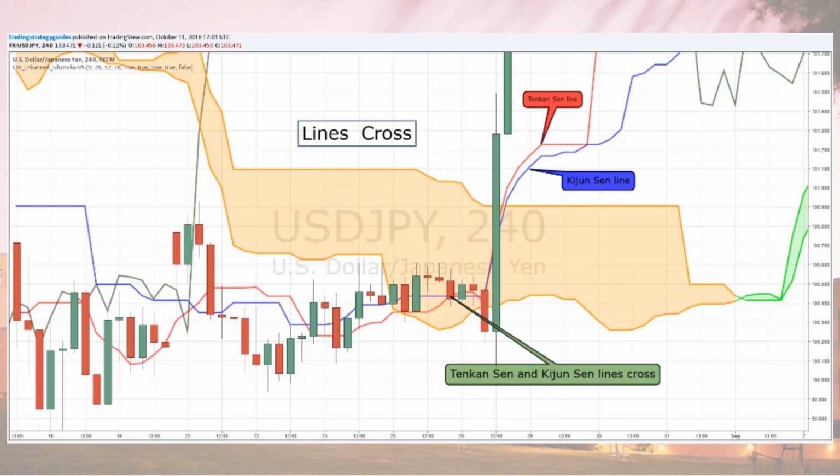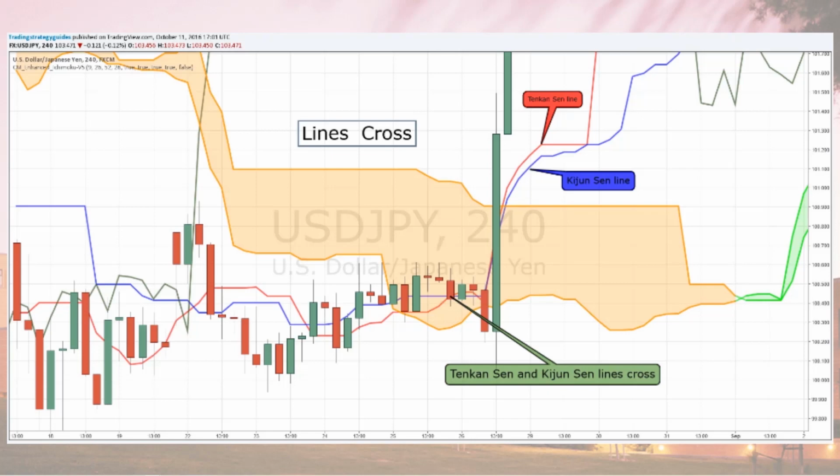This was used on a 4-hour chart, which is the best time frame to use because it gives you a good overall picture of how the last few days have been trending. In this time frame, the lines need to cross either in the Kumo area or in the cloud, which is the orange area in this case, or right above the cloud.